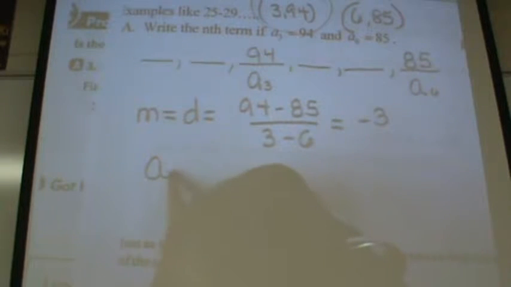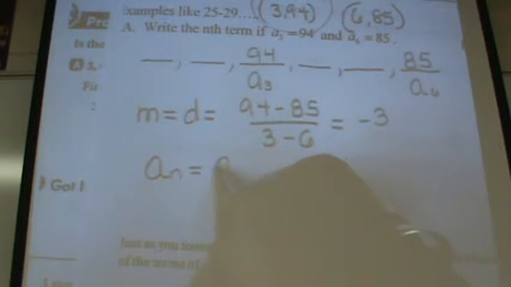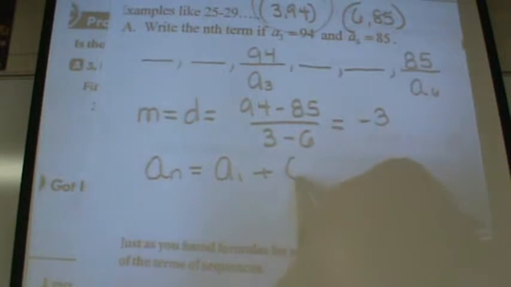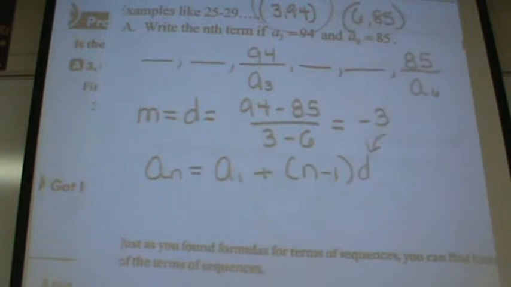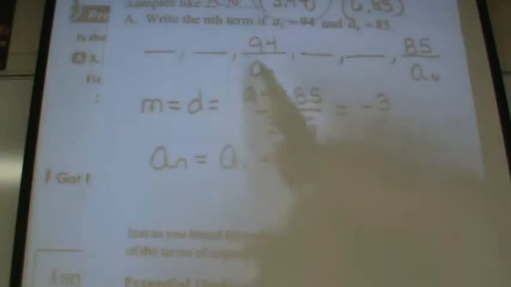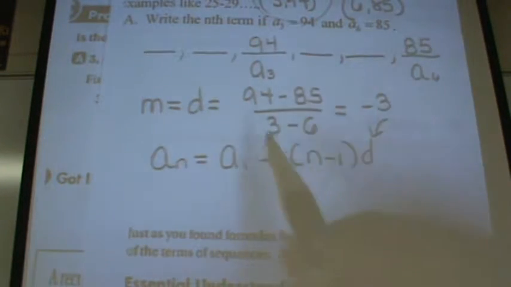Because my formula looks like this: a sub n equals the first term plus n minus 1 times d. Well, so far, all I know is d is -3. I don't know my first term. Now, I could go backwards and figure it out. This is an easy one, I could actually do it that way. But let's use algebra, because they're not always going to be that simple. I just want to show you how to do it.